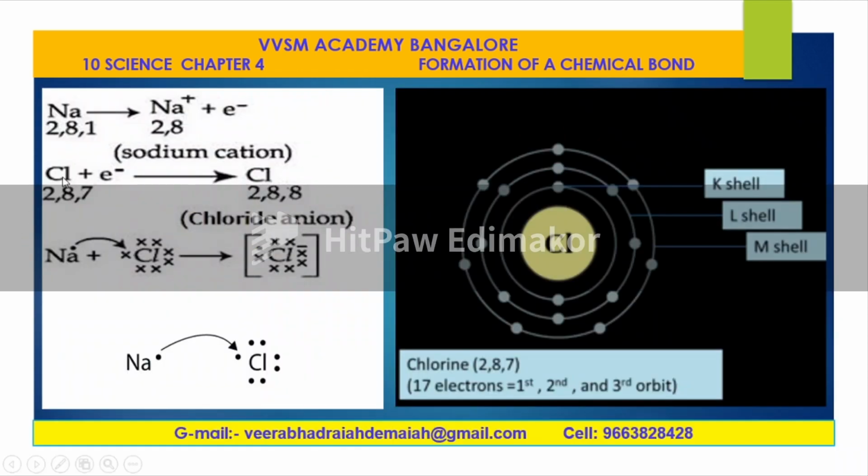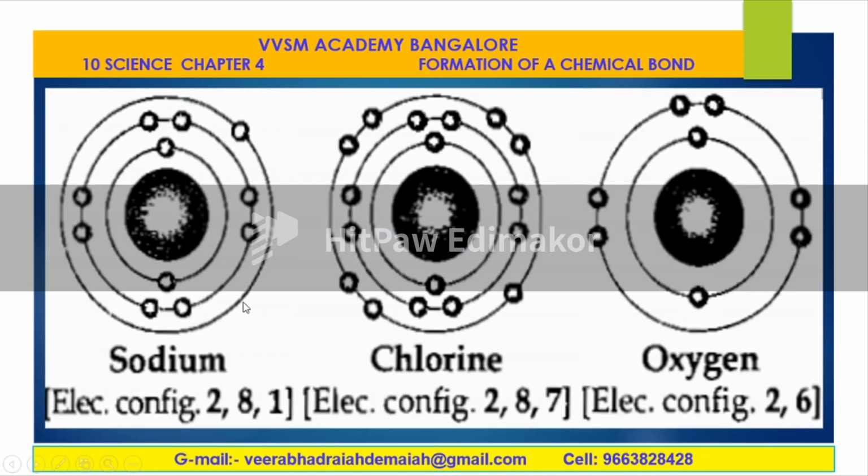You see, this is the representation 2, 8, 1, and it loses its electron to become the sodium ion, the cation, and the chloride ion, the anion, and hence there is transference of electrons from sodium to chlorine. This is the electronic configuration of sodium, and this is the electronic configuration of chlorine.